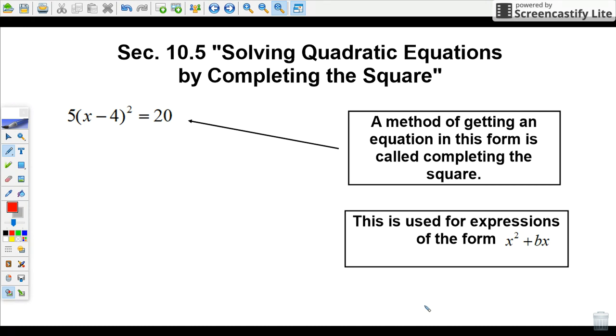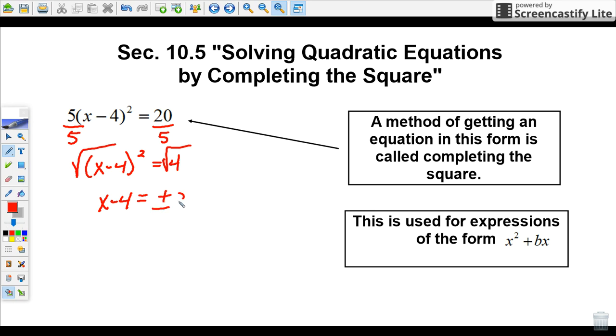It is built on what we learned in section 10.4, which is the example that I have shown to you right here, where you have some term being squared, and we have to isolate that term and then use square roots. So we would divide both sides by 5, which would leave x minus 4 squared equals 4. And then we could take square roots like we did in section 10.4 of both sides to get x minus 4 equals plus or minus 2.